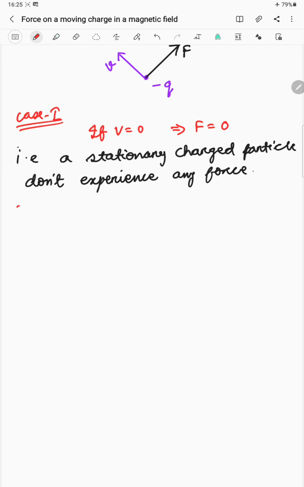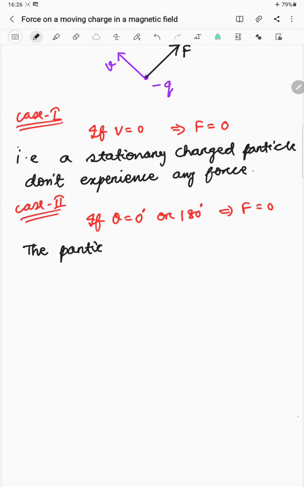In case 2, if theta is equal to 0 degree or 180 degree, then sine 0 or sine 180 is 0. So this will imply my force is also going to be 0. That means no force will fall on that. So what conclusion can I make? That the particle moves undeviated. That means no force, so it will be undeviated. Okay, that is, it moves in a straight line.